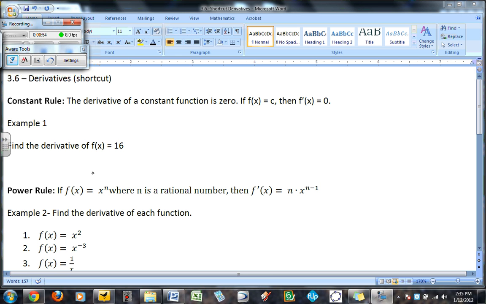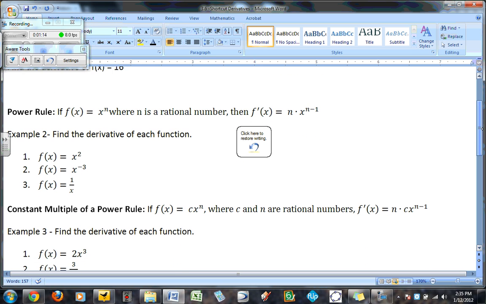So this guy's derivative, and we call the derivative f prime of x, I think we talked about that, and that the derivative of that equals 0. So if we're taking the derivative of a function with just a constant, or just a constant itself, that guy's derivative is automatically 0.